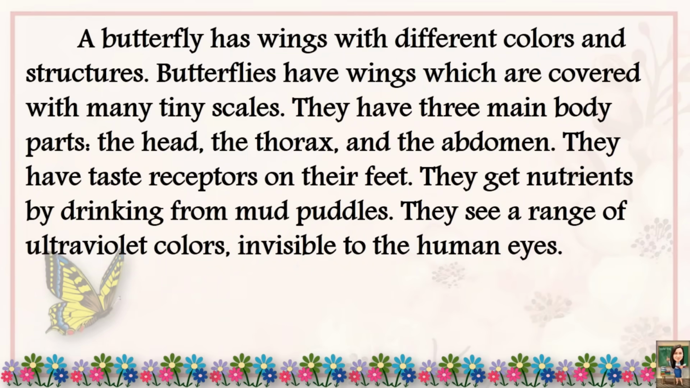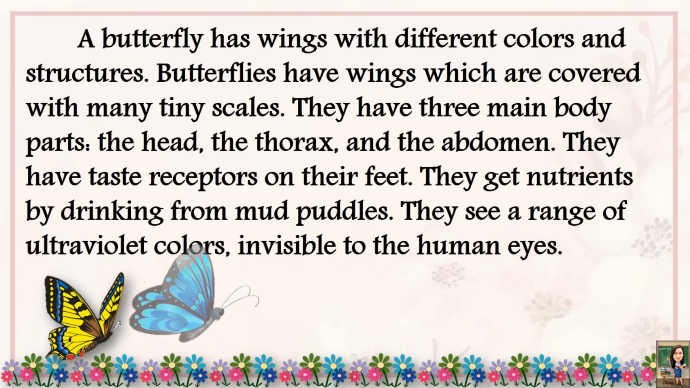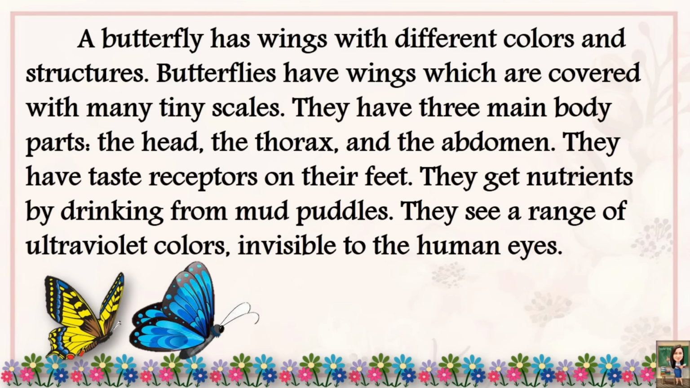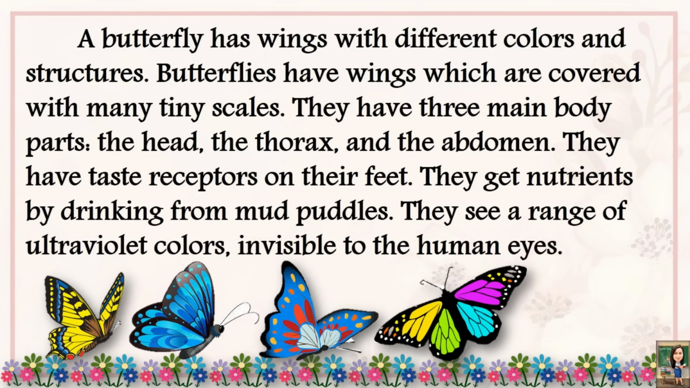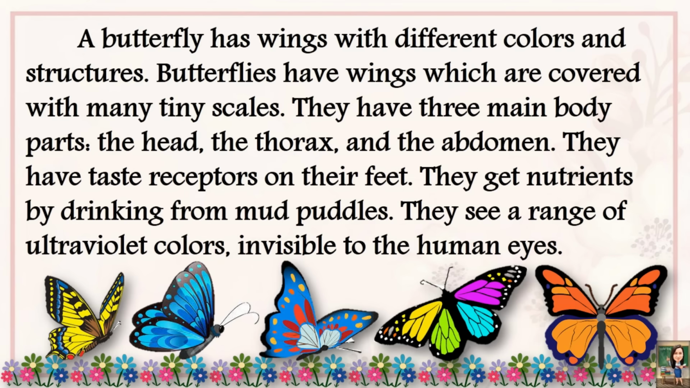A butterfly has wings with different colors and structures. Butterflies have wings which are covered with many tiny scales. They have 3 main body parts: the head, the thorax, and the abdomen. They have taste receptors on their feet. They get nutrients by drinking from mud puddles. They see a range of ultraviolet colors, invisible to the human eyes. Now, let us answer the following questions based on this selection.